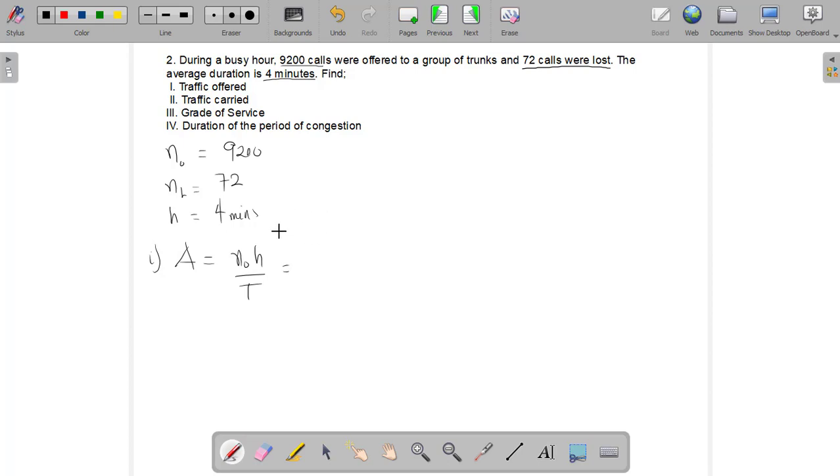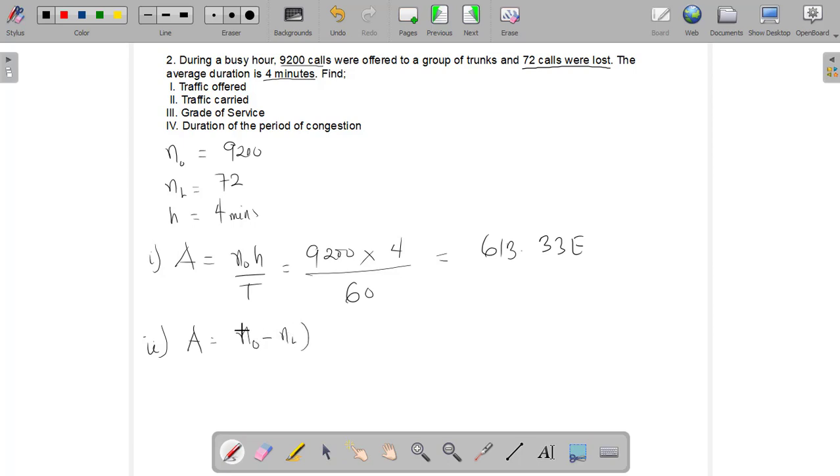And by substituting the values into this formula, we are going to get 9,200 times 4 divided by 60, because we are dealing with minutes, so our observation period is going to be 60 minutes for an hour. So we have our final answer to be 613.33 erlangs.